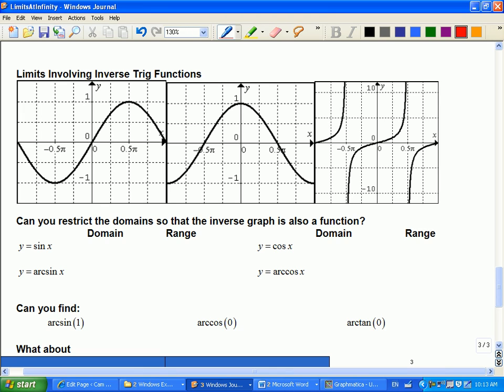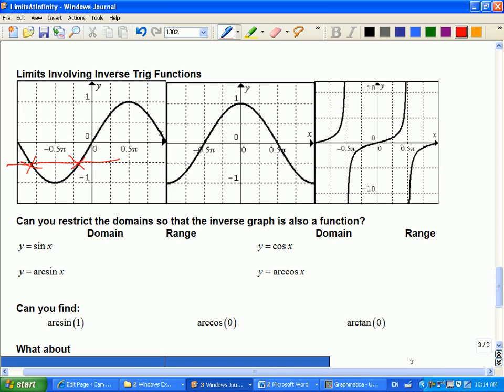Some people are shaking heads. How do you know? If you look at this picture, you should be able to tell me, will it have an inverse that's a function? No. How come? Yes, this is a horizontal line. Okay, so it's a horizontal line test, right? If I was to put a horizontal line through the graph, it fails here. If it fails the horizontal line test, that means you don't have an inverse which is a function.